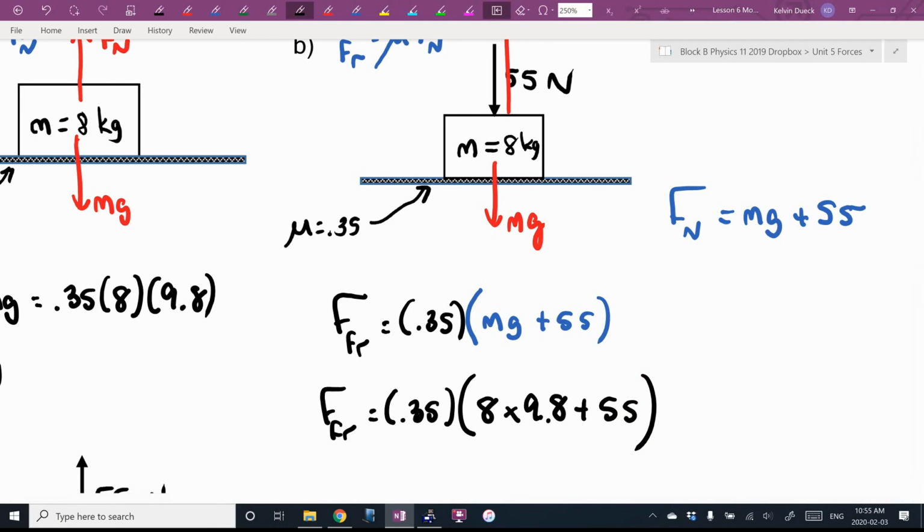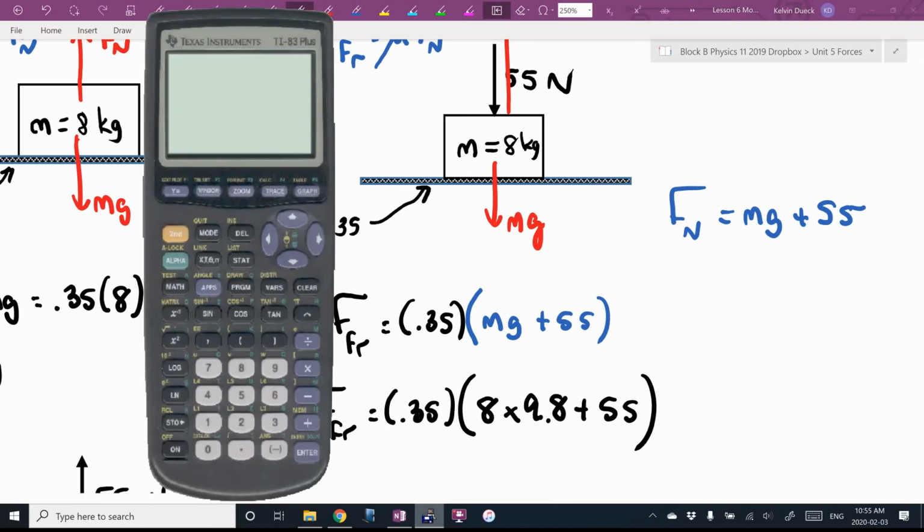Mr. Dueck, do that one in your head. Well, maybe. 8 times 9.8 is going to be 80 minus 1.6. It's going to be 78. Nope. I lost a decimal somewhere.